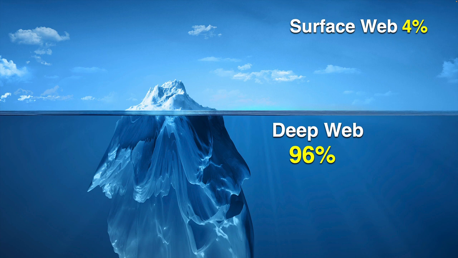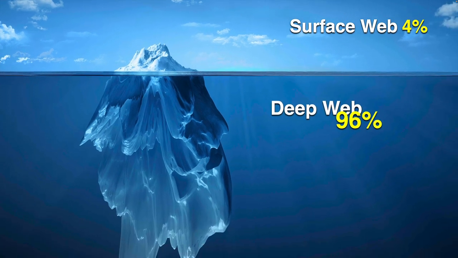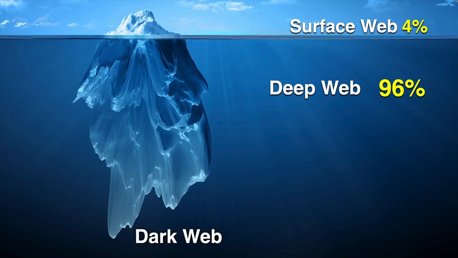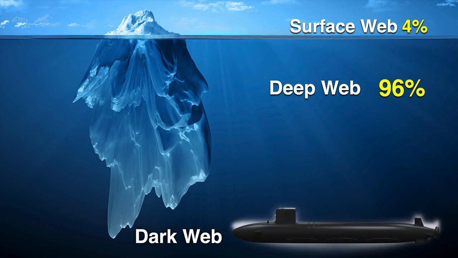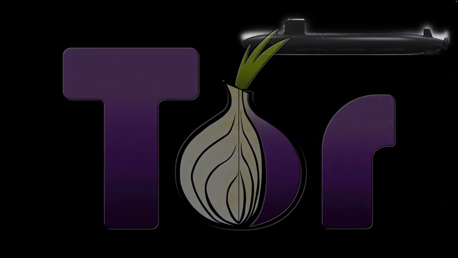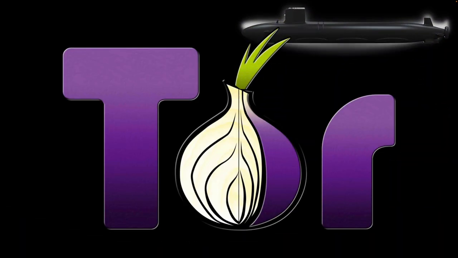Now, for those mathematicians sitting out there that are saying, wait a minute, 96% deep web, 4% surface web, we're done, that's 100%. Well, there's less than 1% is what we call the dark web. Now, the dark web requires a special vehicle. So here I've got my little black submarine, but that special vehicle is most commonly recognized as a specially configured web browser.